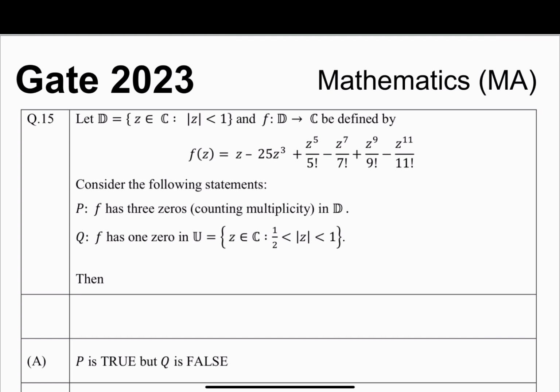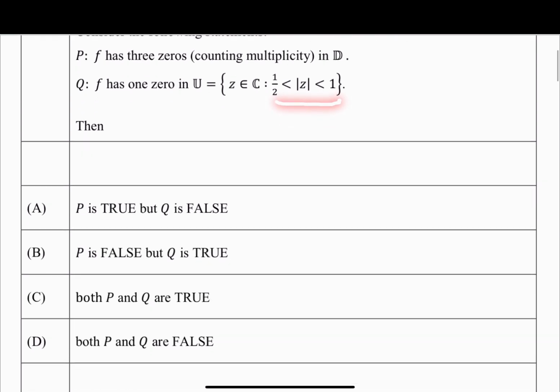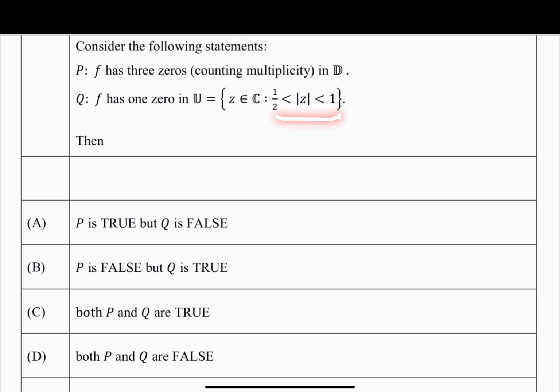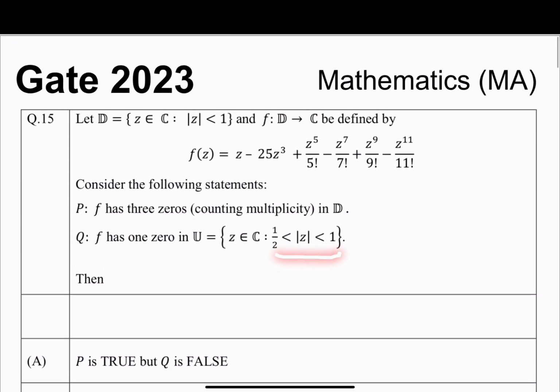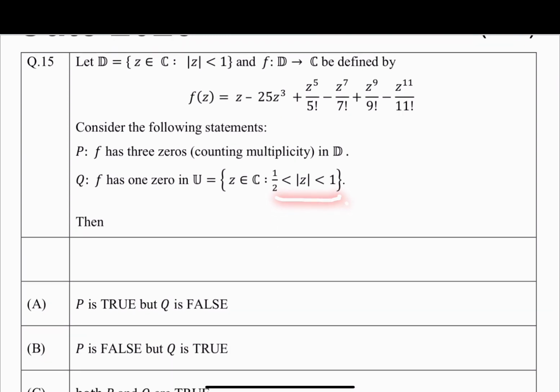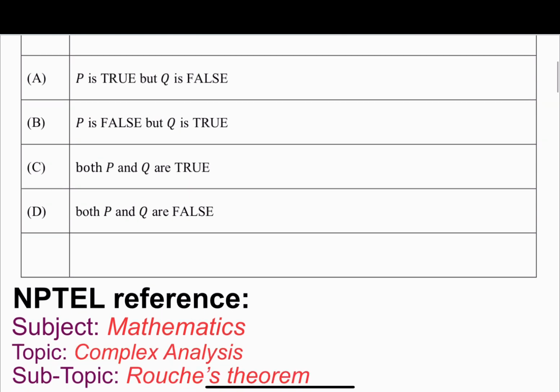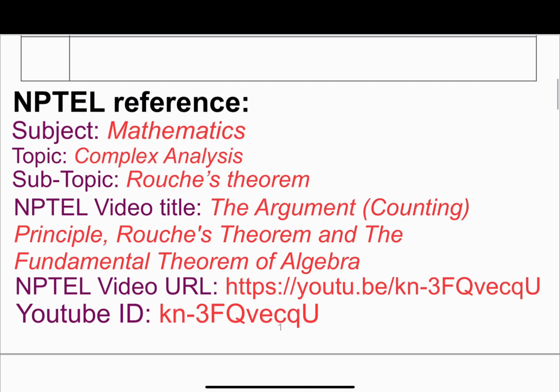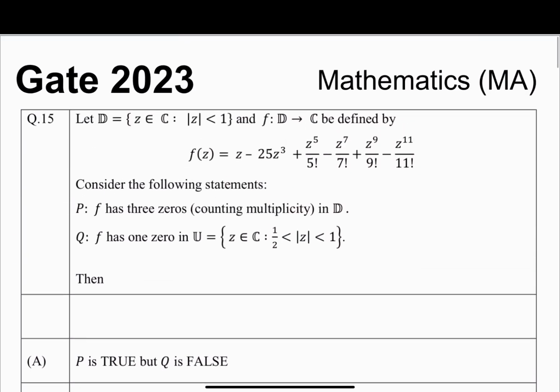P: f has 3 zeros counting multiplicity in D, and Q: f has no zeros in U, which is in the annulus between half and 1, right? Then 4 options are given, which one is true and which one is false. We have to choose. So in order to solve this problem, this is the NPTEL reference for complex analysis. So let's start solving the question.